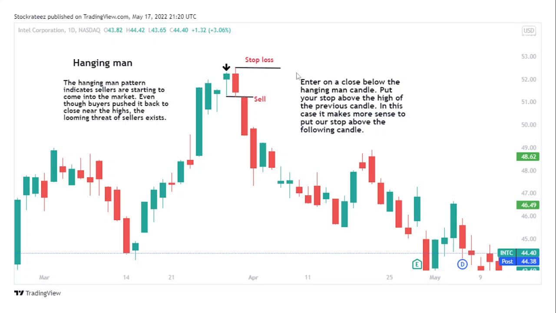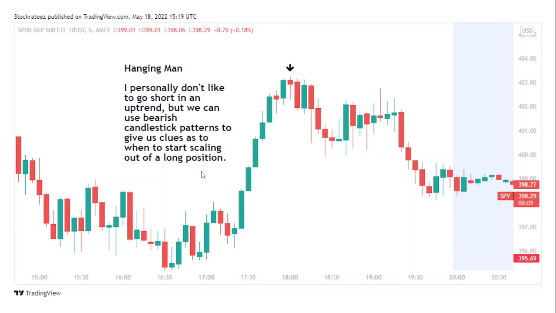So how would you play this if you were just playing the candlestick? When price goes below, you can sell short and then put your stop loss above the candle. In this example, it makes more sense to put it above the high of this candle. And that is a reversal pattern. Now here's another example.